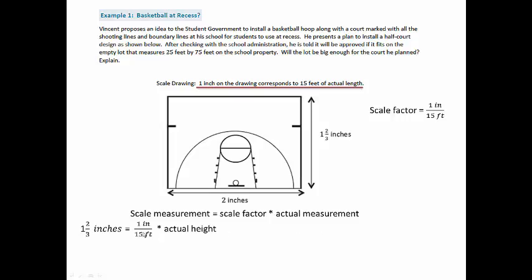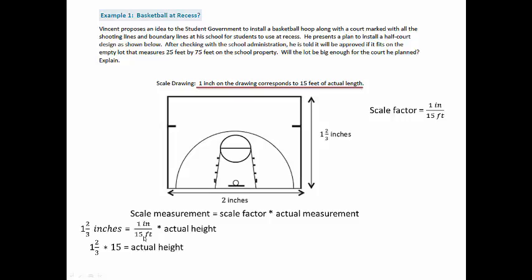In this case, for the height, it's 1 2/3 inches. Here's our height. That's our scale measurement. The scale factor is 1 inch over 15 feet, and we want to find our actual height. So 1 2/3 times 15.